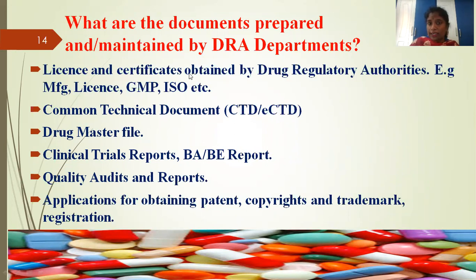All of these we will discuss in detail in the next classes. This is just the introduction. So what are the different documents involved in DRA? Manufacturing license, GMP, ISO, CTD meaning common technical document, drug master files, and clinical reports like phase 1, phase 2, phase 3, phase 4 clinical trials, BA/BE reports meaning bioavailability and bioequivalence reports, and quality audits and reports. They also give assistance for obtaining patents, copyrights, trademarks, and registration. Everything, they give guidance to the pharmaceutical industry.